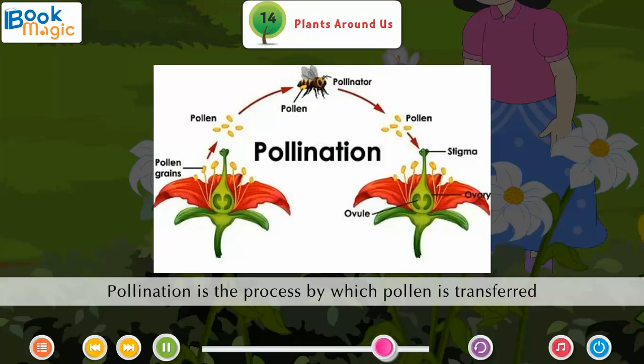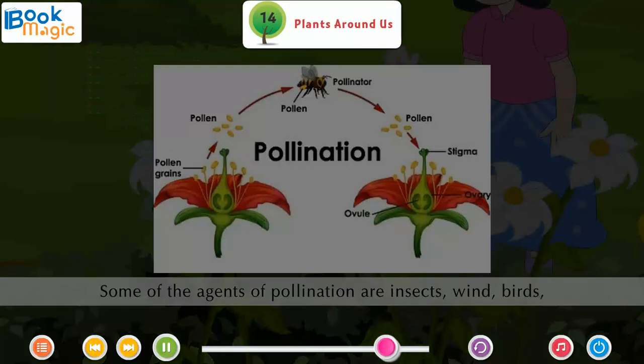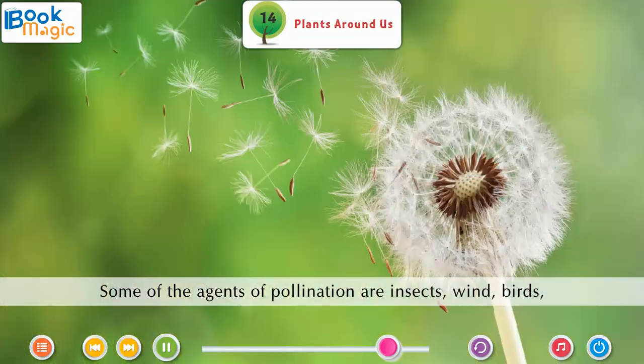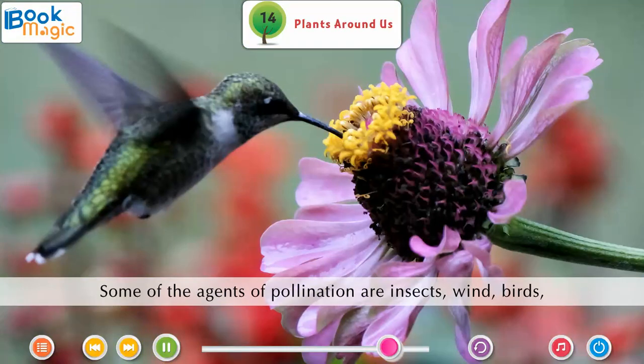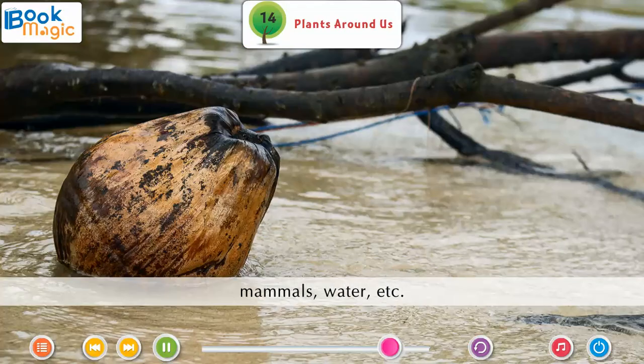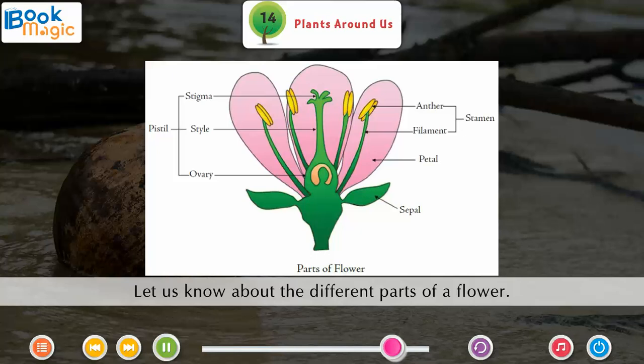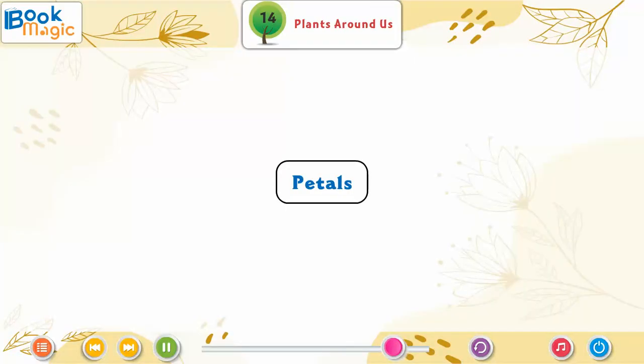Pollination is the process by which pollen is transferred from the anther to the stigma of the plant. Some of the agents of pollination are insects, wind, birds, mammals, water, etc. Let us know about the different parts of a flower.